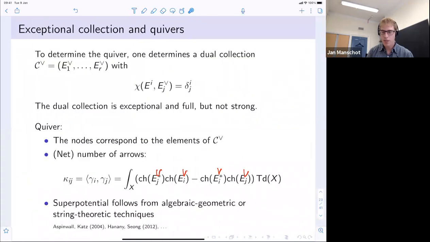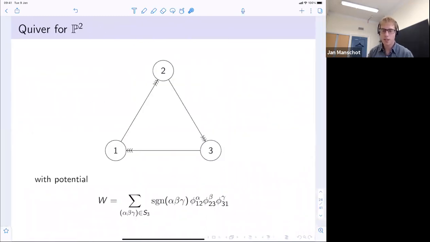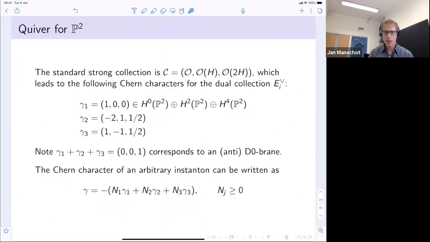Then what one finds for P2 is a very famous quiver. It's the quiver with just 3 nodes and 3 arrows between each of the nodes, and the superpotential is the following combination. This is basically how it goes. The strong full collection is the following sequence of line bundles: the trivial line bundle, then the line bundle whose sections vanish on the hypersurface H, and then those whose vanishing cycles correspond to 2 times H.